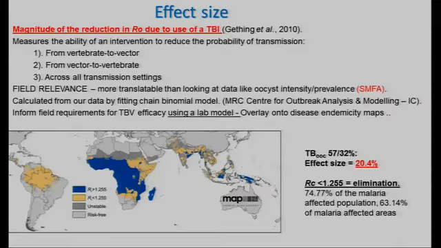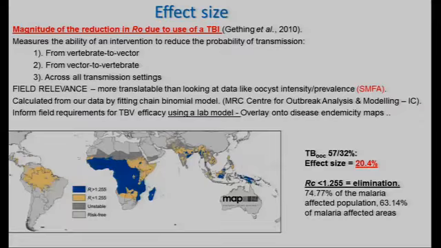So we calculated it from our data by fitting a chain binomial model to it. That's at the MRC Centre for Outbreak Analysis and Modelling at Imperial. And the idea of using effect size is to inform the field requirements for TBV efficacy using a lab-based model. We can do this by overlaying effect size onto disease endemicity maps. So an example of that is here.